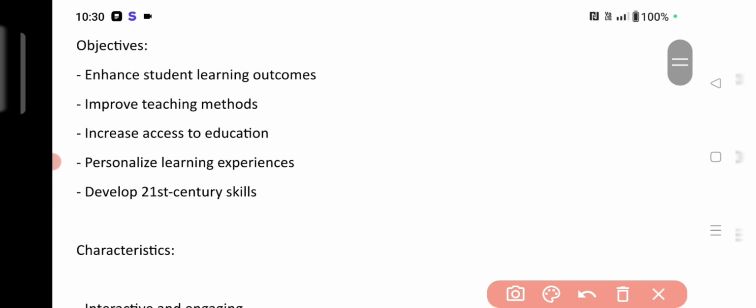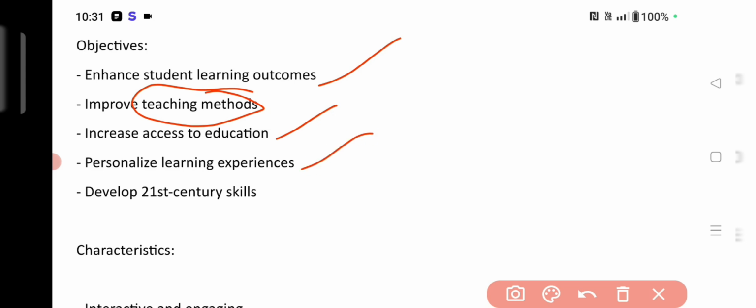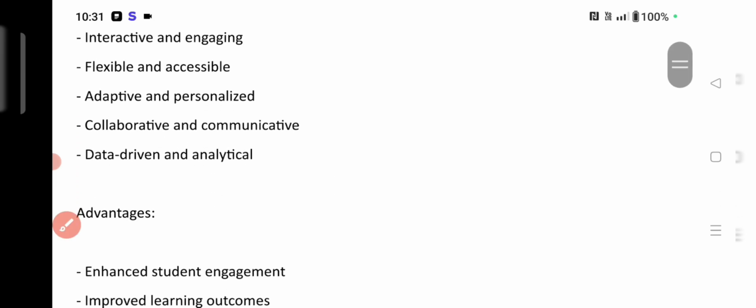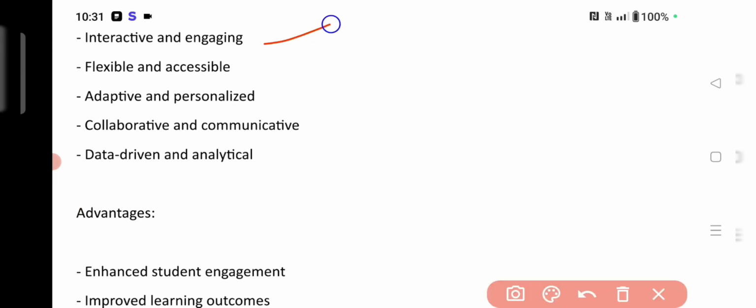The next one is objectives. What are the objectives of education technology? Enhance student learning outcomes, improve teaching methods through the online mode, increase access to education, personalize the learning experience, and develop 21st century skills. The next one, the characteristics of education technology, is interactive and engaging.